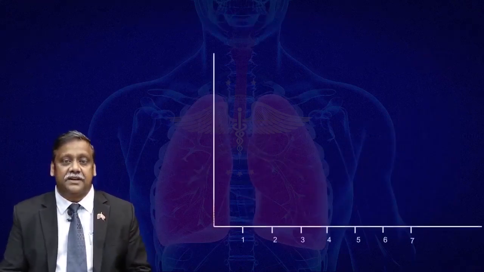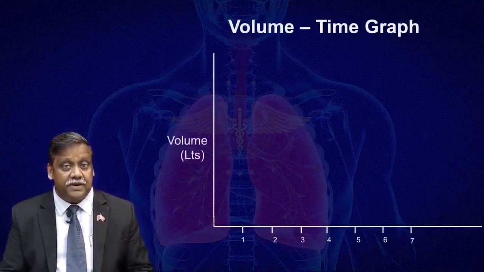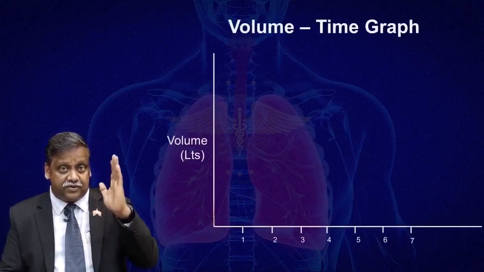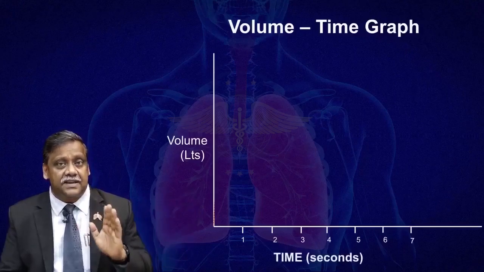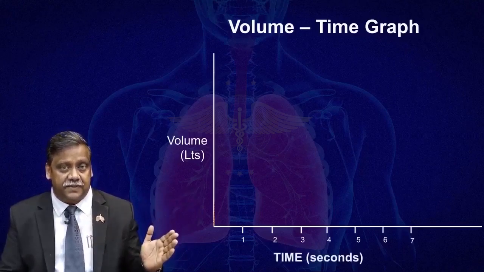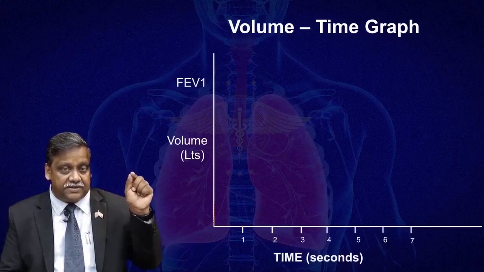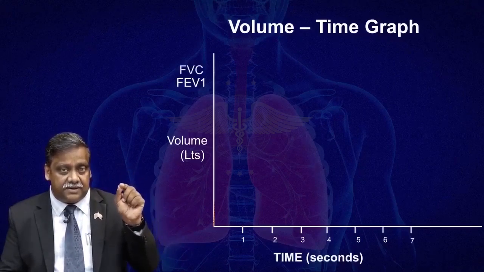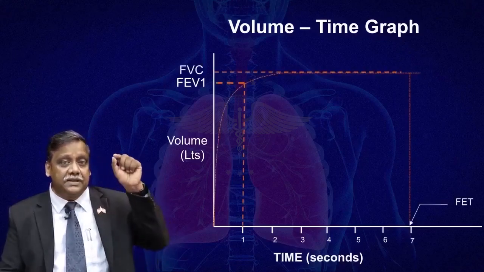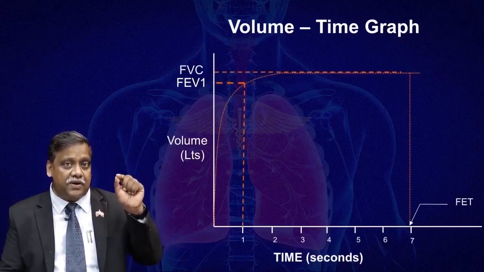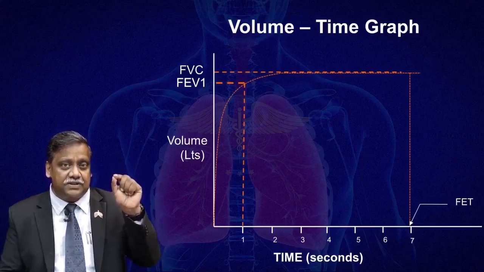So here is a graph called the volume time graph. There are 2 graphs that you get in spirometry. The volume time graph shows volume on the y-axis and time on the x-axis, exactly the same as what I showed you in my previous slide. The volume of air that you remove in 1 second is called FEV1, as you can see on the y-axis, FEV1 in liters, and the maximum volume of air that you have removed from the lungs, the place where there is a plateau, that volume of air on the y-axis is called FVC. And you can see that FEV1 and FVC are very close to each other.